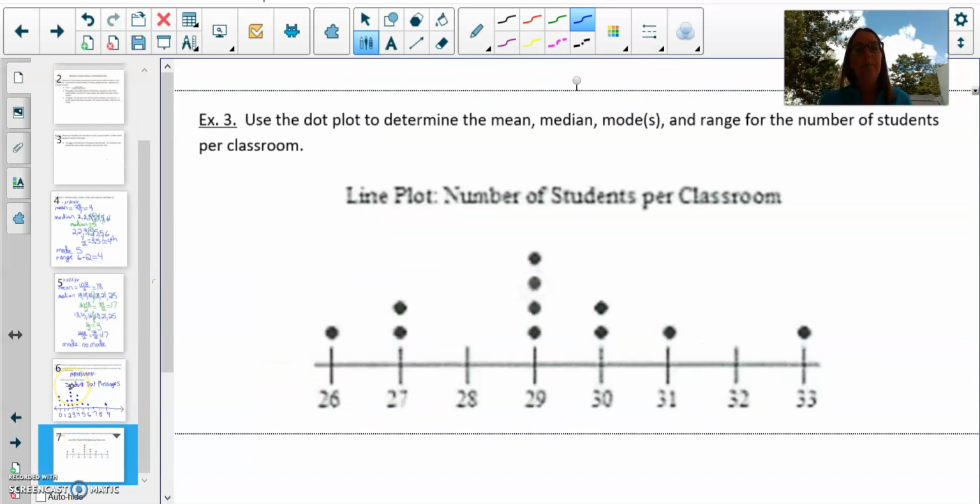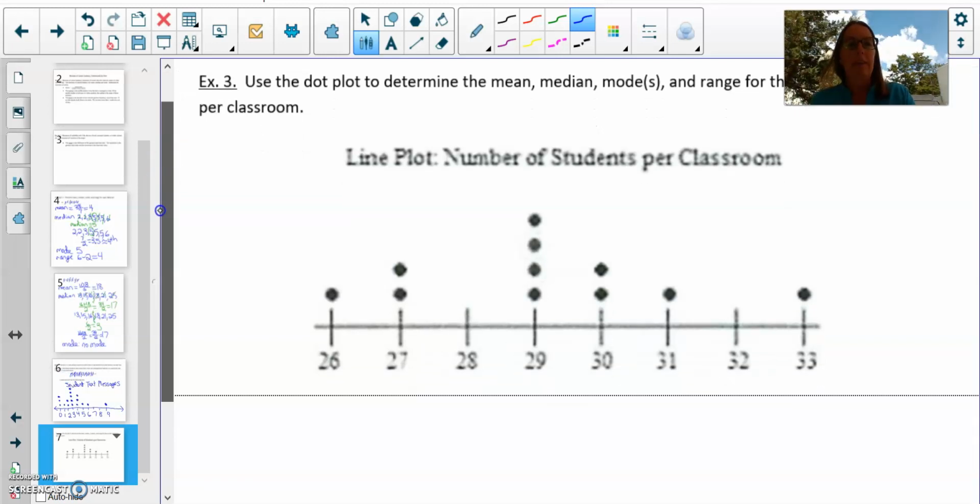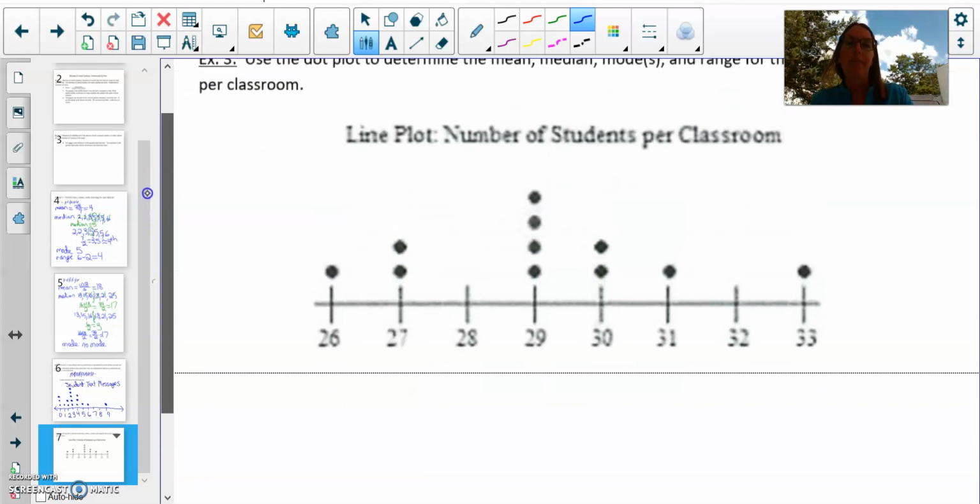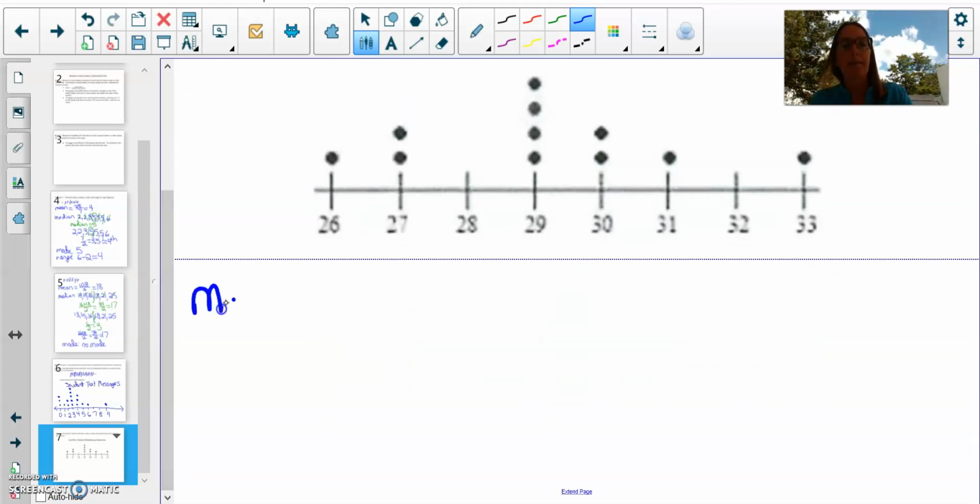Our last example, use the dot plot to find the mean, median, modes, and range for the number of students per classroom. So they give us our data in a dot plot format. I'm going to start by finding the mean. So I'm using my calculator. We have 26, 27, 27, 29, 4 of them, 30 and 30, 31, and 33. So I'm adding them all up.